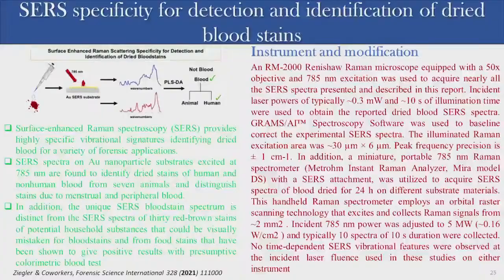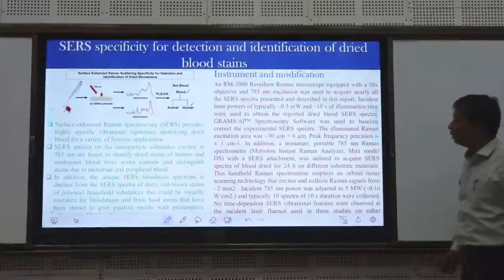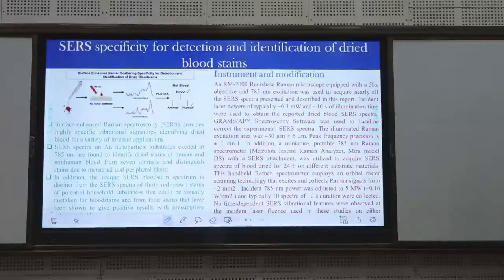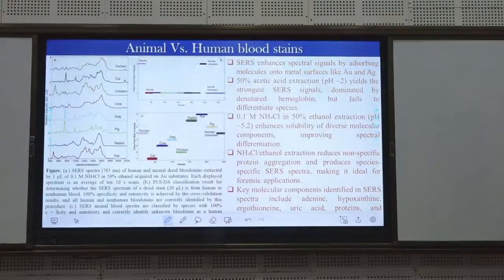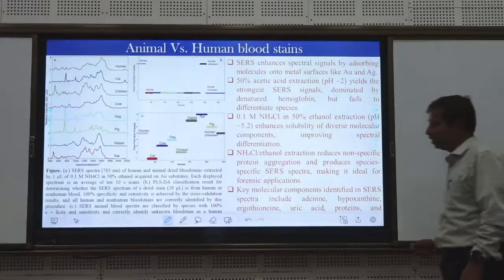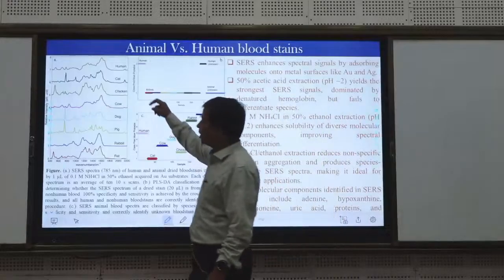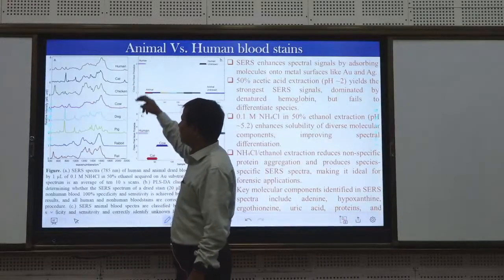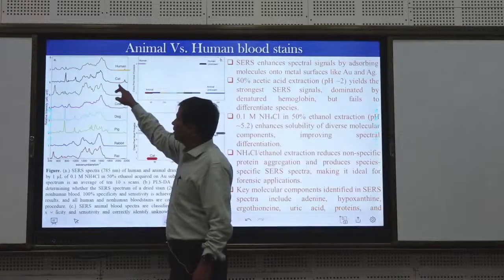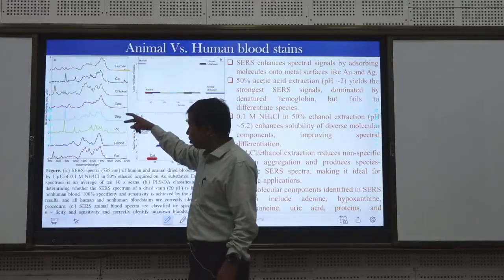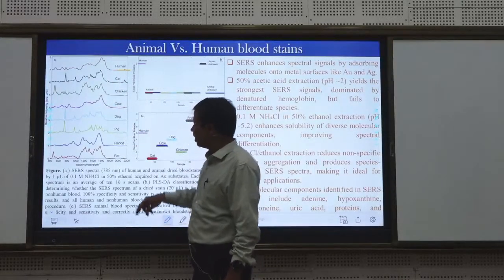So this one is from the dried blood sample. Whether a dried blood sample can be used for the Raman spectrum measurement, they have reported this. And this one is whether the blood is from human or animal. So they have taken the Raman spectrum of all the different types of blood. This one is the human, then cat, chicken, cow, dog, pig, rabbit and rat.